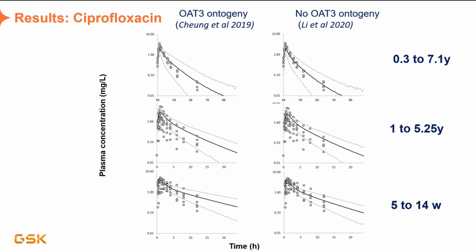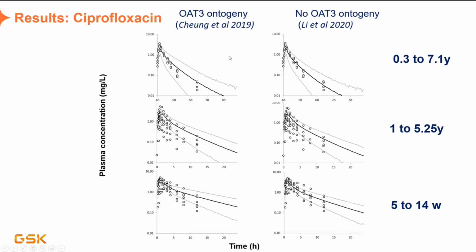So this is the example of the ciprofloxacin. I'm showing you some of the results and verification of the data here. First of all, I want to draw your attention to the age groups. We have the younger age group between 0.3 to 7 years from one study, and we have the 1 to 5 years and 5 to 14 weeks. And what Trevor did here is looking at the two sets of ontogeny that was available at the time, Cheong et al. and Lee et al.